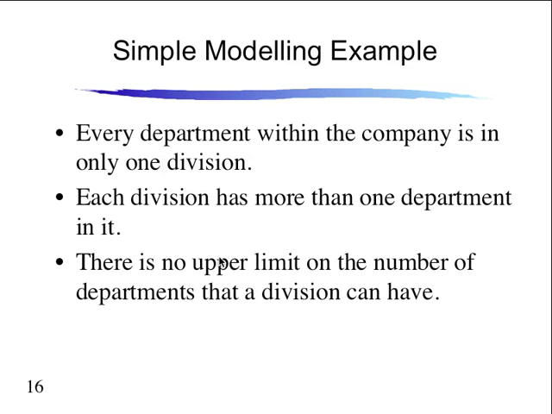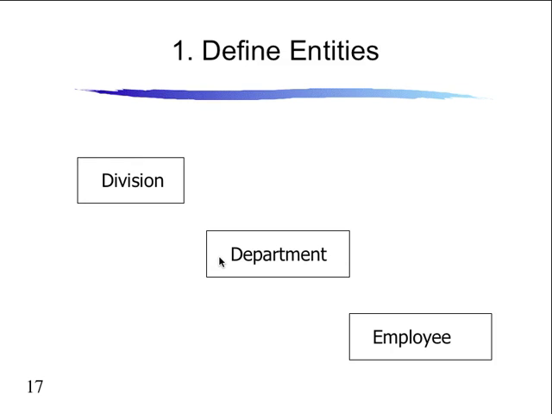In terms of a simple modeling example, let me take you through one that's a system-oriented, not a database, example. So every department within the company is in only one division. Each division has more than one department in it. And there's no upper limit on the number of departments that a division can have. And we're building a network system, let's say, to organize the information that flows across, or an application that's going to be working across this particular environment.